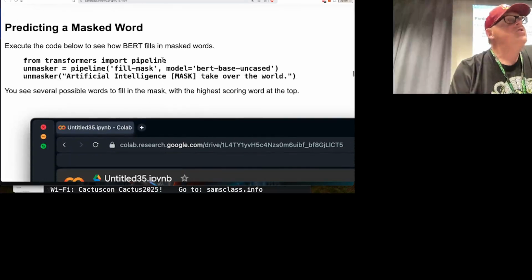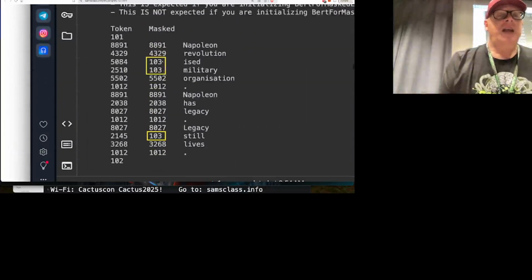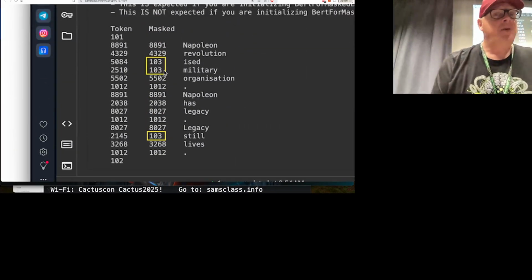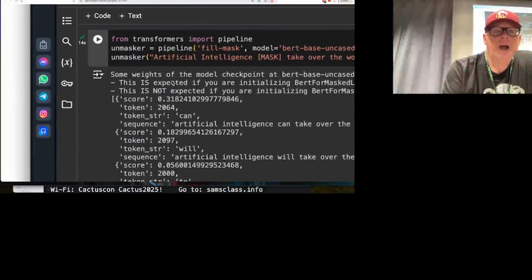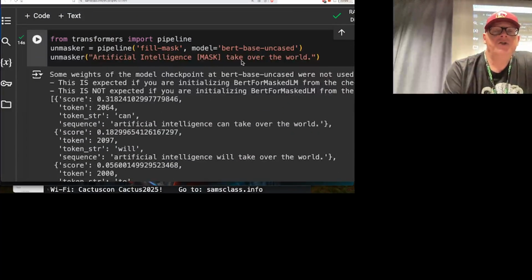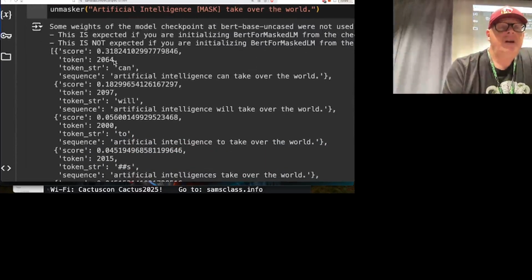And now you train the model to predict the missing word. This is what I said before. Look at the picture of the cat right at the start. I've now made a supervised learning task out of an unsupervised learning task. Now I know the right answer, so I'm going to let it practice trying to predict the masked word. So here is a simple one: artificial intelligence [mask] take over the world. And here are the weights. It has a 30% chance of being "can," an 18% chance of being "will," a 5% chance of being "to," and so on.